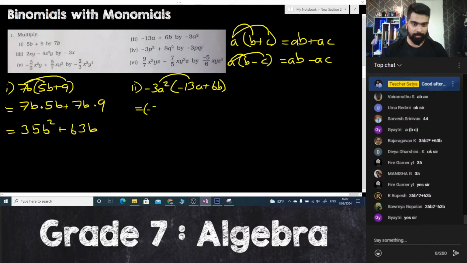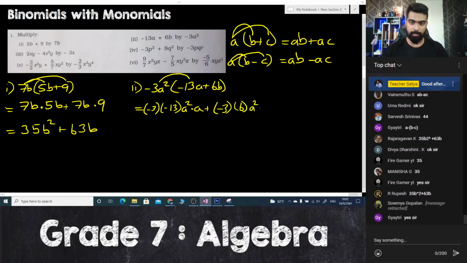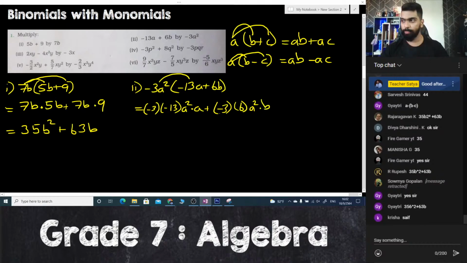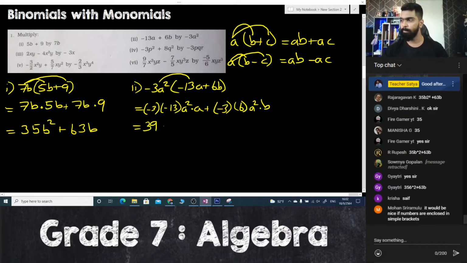So what do we have here, guys? Negative 3 multiplied with negative 13, and then a squared times a for the first one. Plus, negative 3 multiplied with 6, and then a squared multiplied with b. So negative 3 times negative 13 is going to give us positive 39, and then a squared times a would give us a cubed.